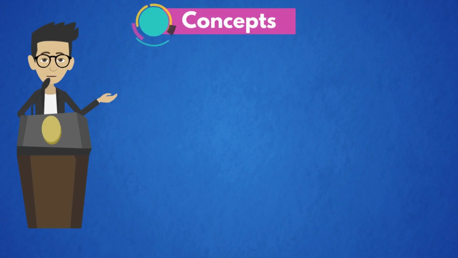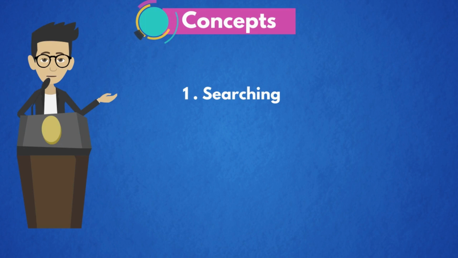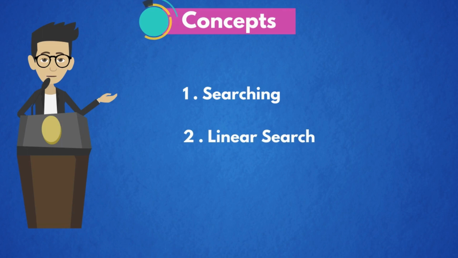The concepts are: first one, searching, means any information gathering process or retrieval process is basically a searching. Second one, linear search. It means comparing a key element with the rest of the elements.